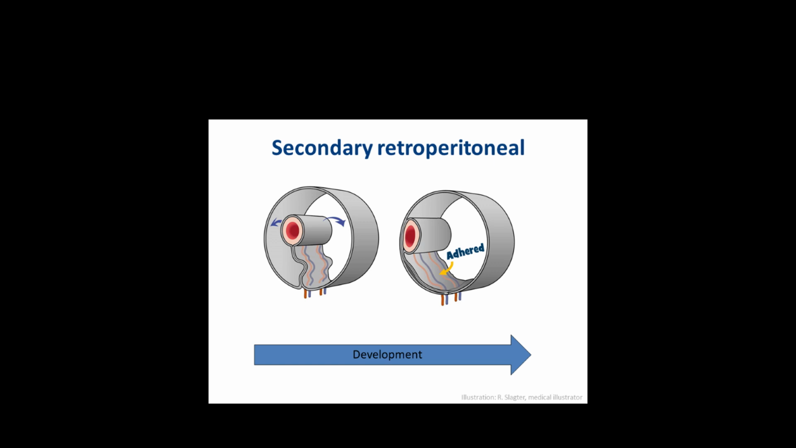Now, from these three diagrams, it is easy to understand that peritoneum is very vital to surgery. Its understanding is very vital to surgery.